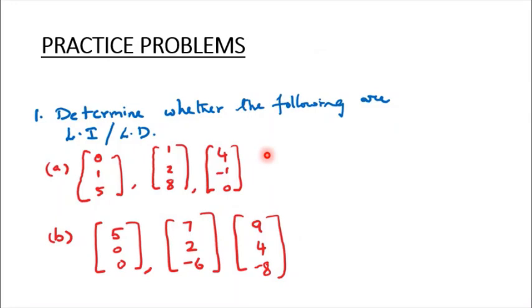Here you are given some practice problems. Determine whether the following are Li or Ld. So here three vectors are given. And how many rows? Each has three rows. So if you try to write them in a matrix A, you will get a 3 by 3 matrix. So you can use the determinant. Similarly, for the next one also, you have three vectors in R3 with three rows, so this also will give you a 3 by 3 matrix.